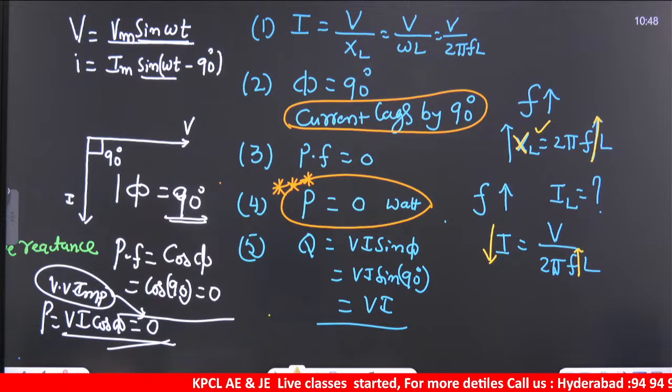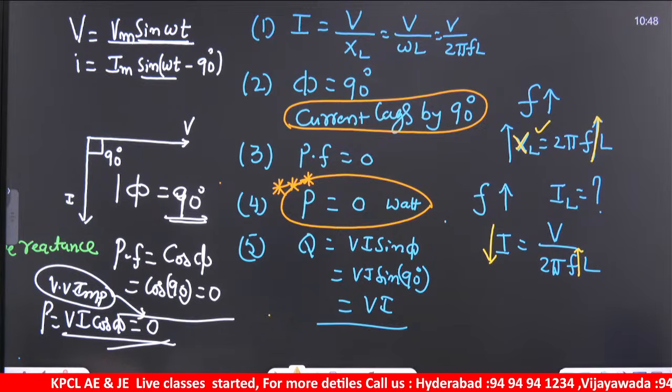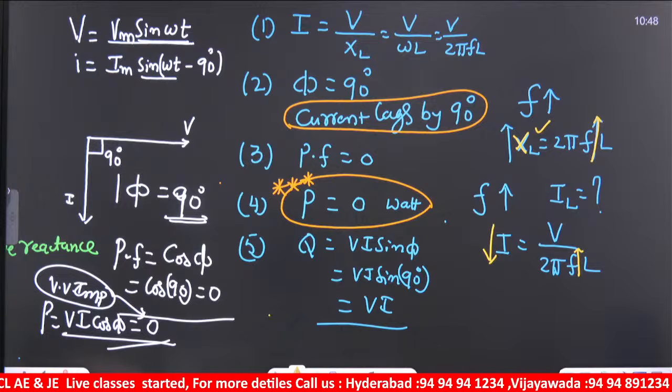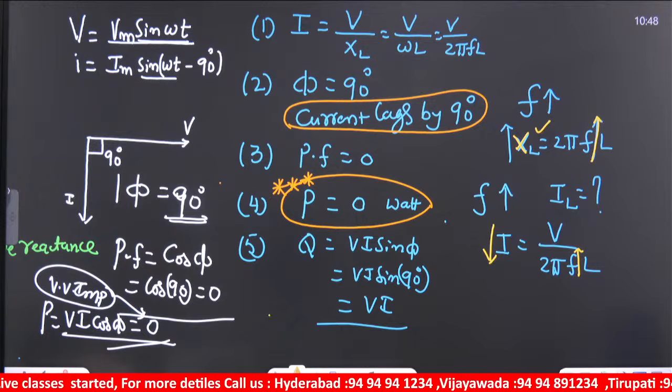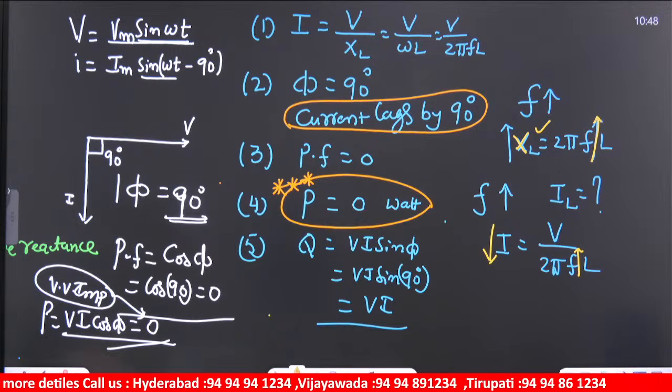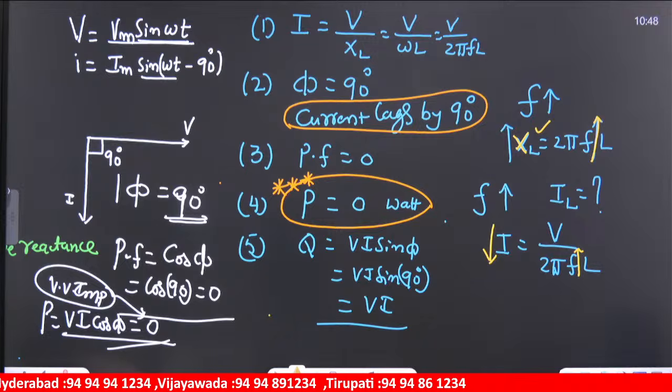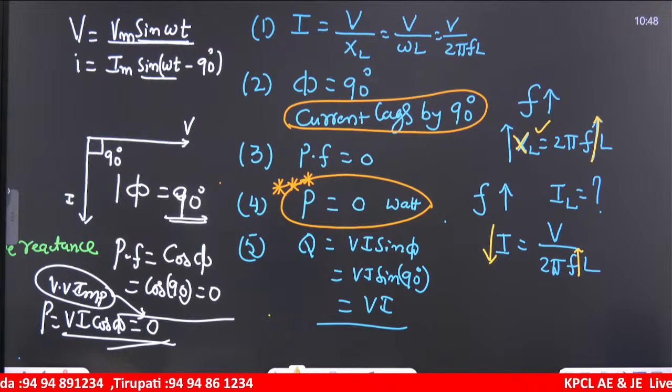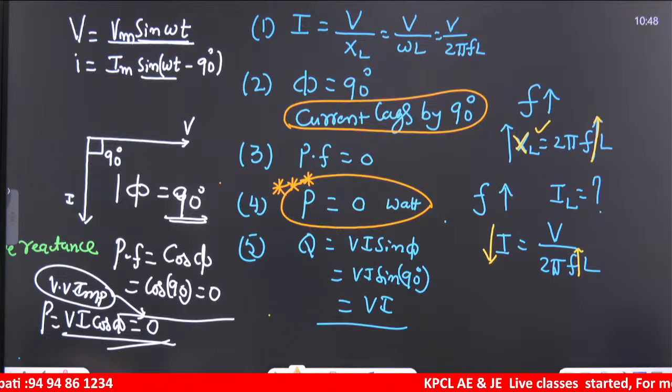Up to now, what we discussed, did you get an idea? Do you have clarity? The most important question is, power in a pure inductor is 0. Power is nothing but active power. Try to give a response about how the discussion is going. Whatever I discussed up to now, is it clear for you?